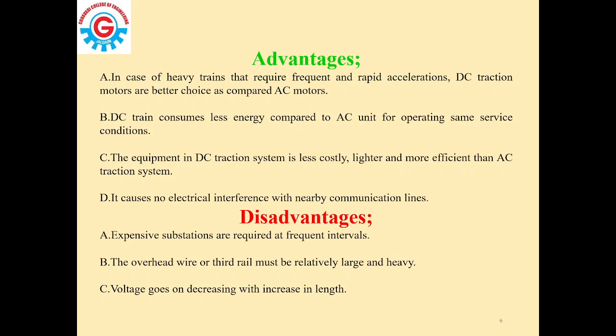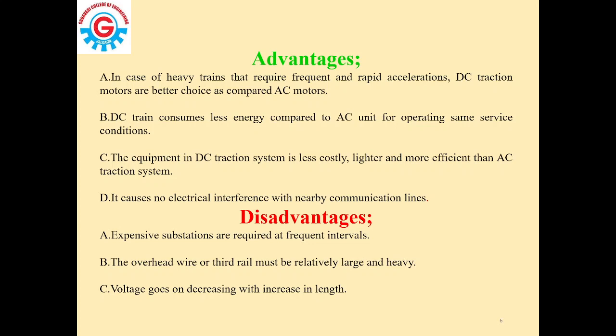Then second advantage of this type of system is DC train consumes less energy compared to the AC unit for operating same service condition. And third advantage of this type of system is the equipment in a DC traction system is less costly, lighter, and more efficient than AC traction system. Fourth advantage of this type of system, it causes no electrical interference with nearby communication lines.